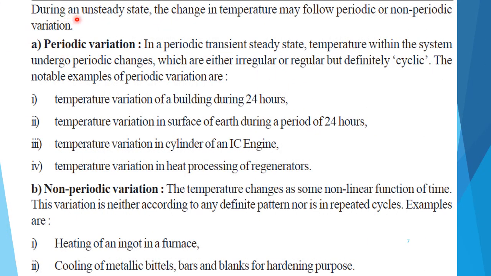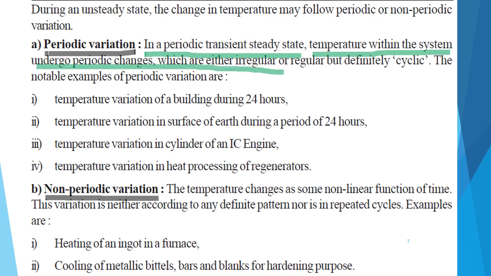When we are talking about unsteady state heat transfer, it is divided in two parts: periodic variation and non-periodic variation. In both cases the temperature varies with time. In the periodic or transient steady state, the temperature within the system undergoes periodic changes which are either irregular or regular, but definitely cyclic.